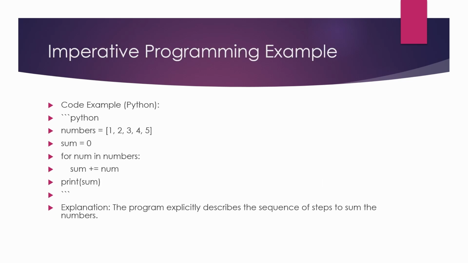Here's an example of imperative programming in Python. In this example, we explicitly define the steps to sum a list of numbers by iterating over each element and updating the total sum. This shows how imperative programming focuses on describing the sequence of operations required to achieve the result.